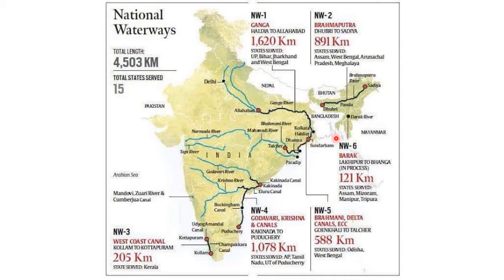And then there is a sixth proposed. It is not right now, but it has been proposed. It is in process. It will be Lakhipur to Bhanga, 121 kilometers. It is not in your syllabus, but it is in the process. So in the near future, it will be there. So this is the complete map of India depicting the national waterways from 1 to 5 and the sixth one which is under process.